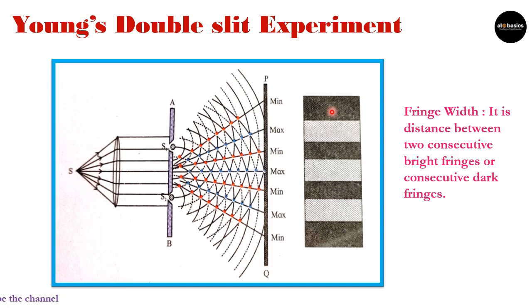And here, to get clear bright and dark fringes, our source should be monochromatic. If the source is not monochromatic, we may not get clear bright and dark fringes. We'll discuss this in the video on conditions for interference pattern.